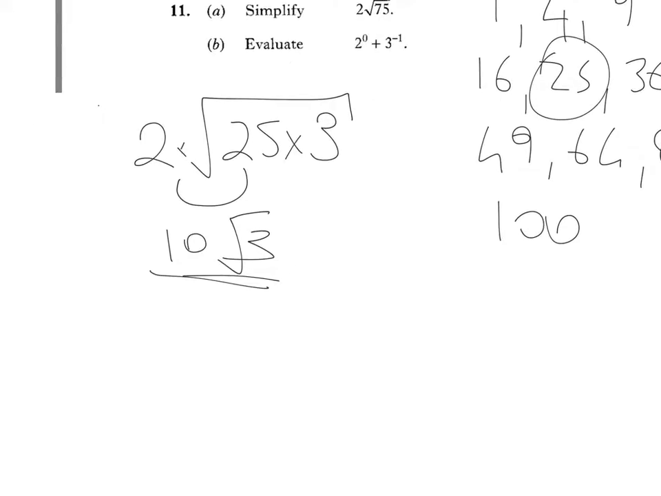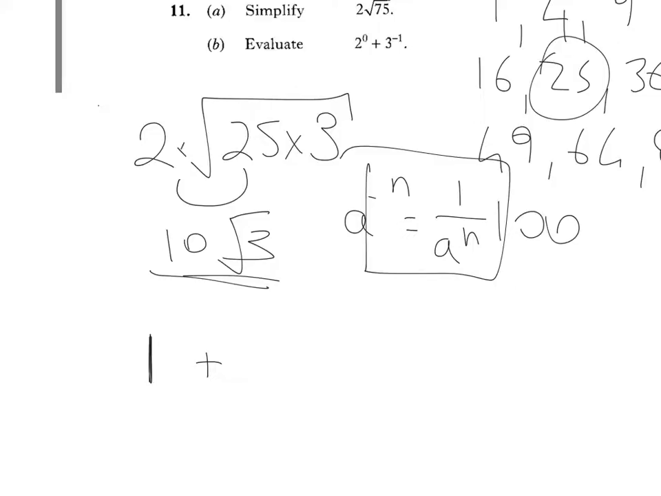Part B says evaluate 2 to the power 0 plus 3 to the minus 1. Well, anything to the power 0 is equal to 1. 3 to the minus 1, well, I can use my rule of indices, which is a to the minus n is equal to 1 over a to the n for this one. So 3 to the minus 1 can be written as 1 over 3 to the 1, but 3 to the 1 is just 3, so I would just keep that as 1 plus 1/3, which is 4/3.